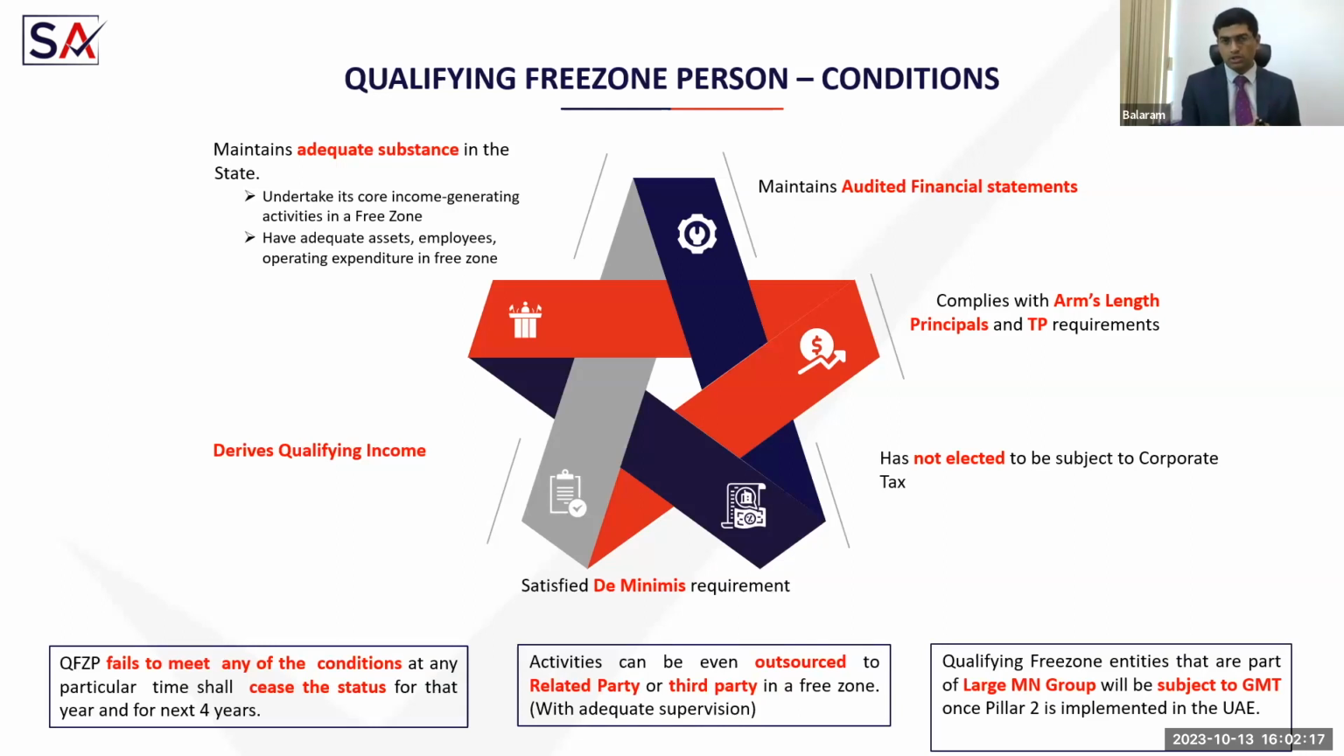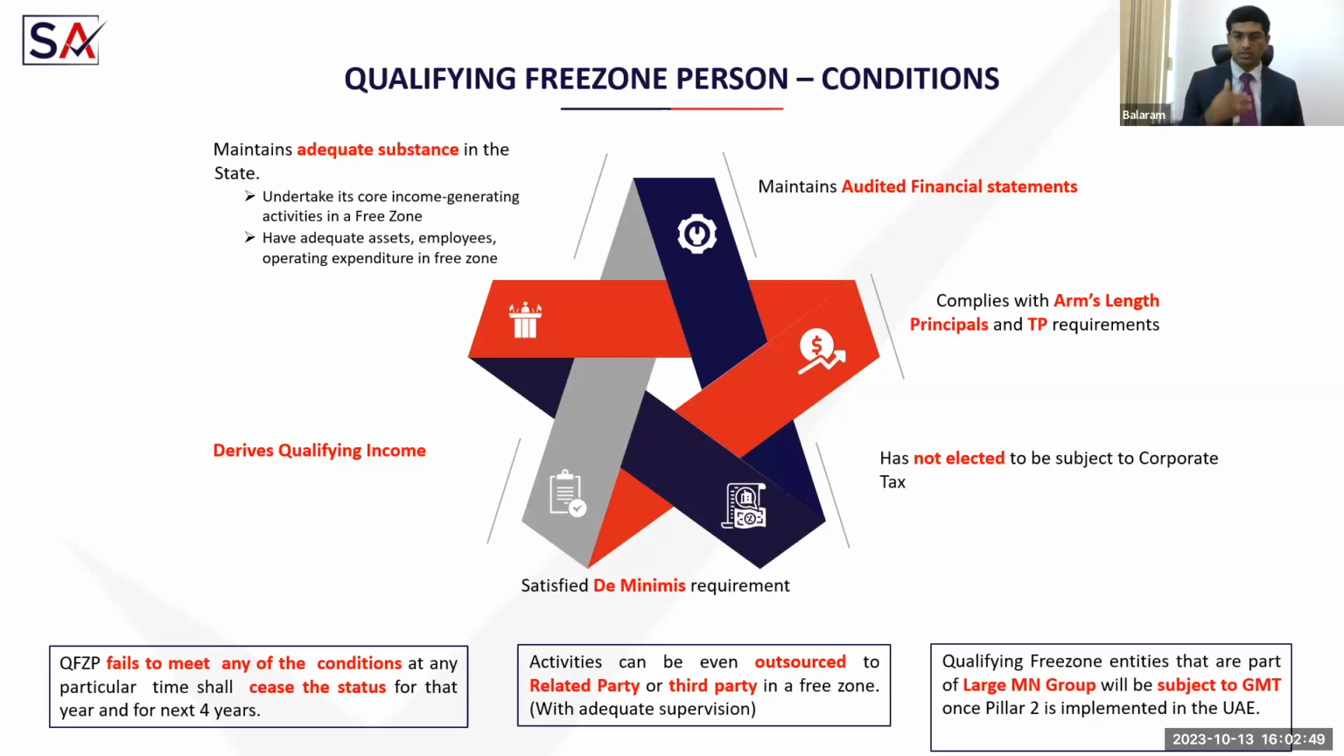There is another important area to look at: the free zone companies and the mainland companies have different rates of taxes. But there could be another, higher rate of taxes if a free zone company or a mainland company is part of a group, and that group has a turnover of 750 million euros or more in a year. Then for that particular company or group, the tax rate could be higher once Pillar 2 of the OECD is implemented.